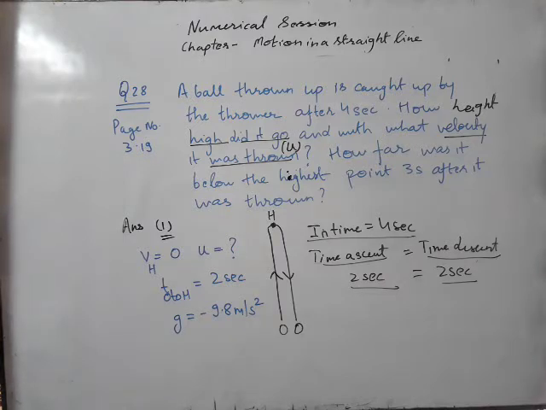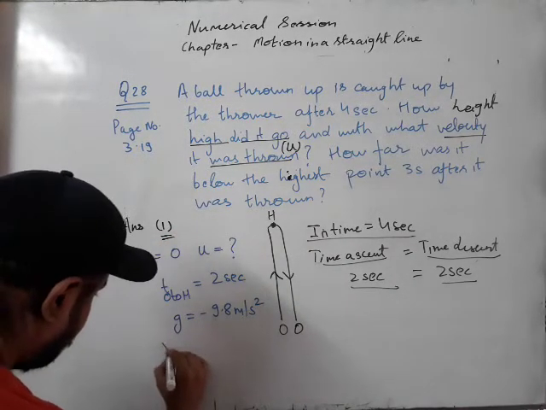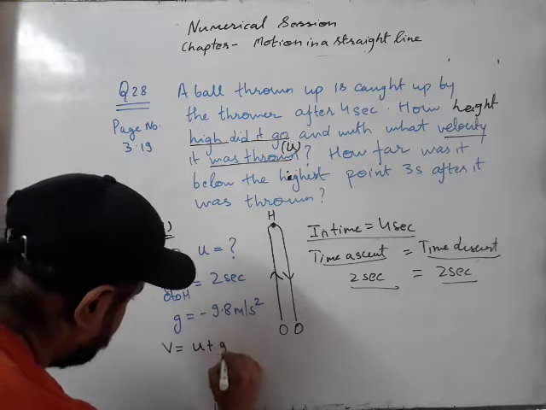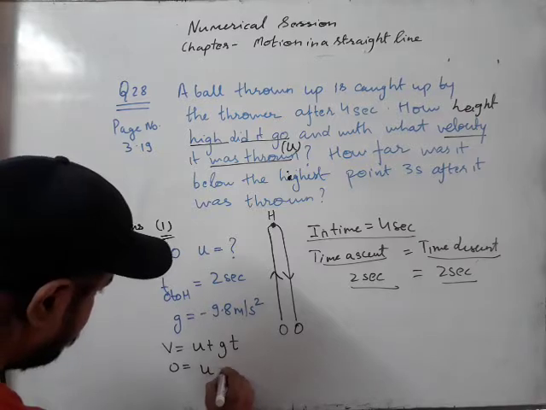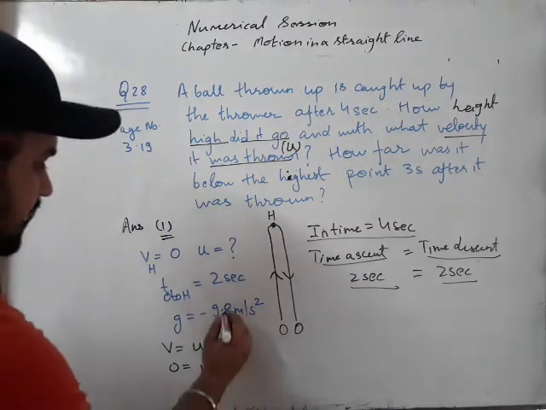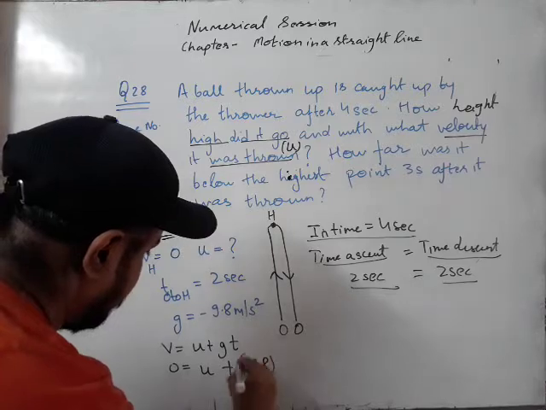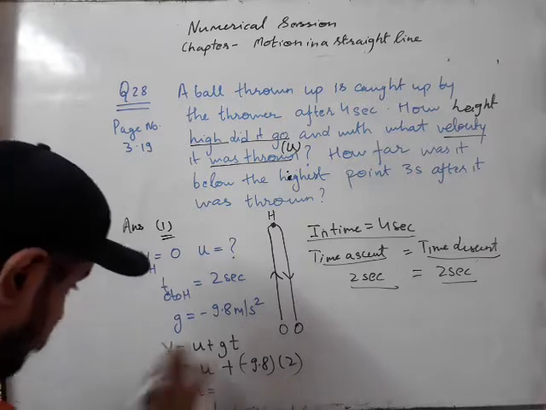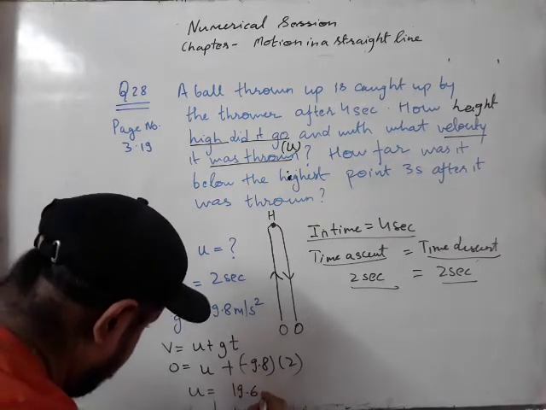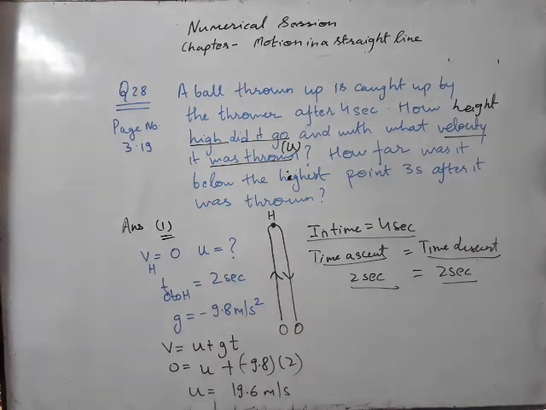If it would be given 10 over here, we can take the 10 value over here. So we will be applying this equation, v is equal to u plus gt. V is 0 and u we have to find out. 0 equals u plus g, which is minus 9.8, and time is 2 seconds. So u will be equal to minus, which changes to plus, that is 19.6 meter per second. This is the answer to the initial velocity with which the ball must be thrown up.